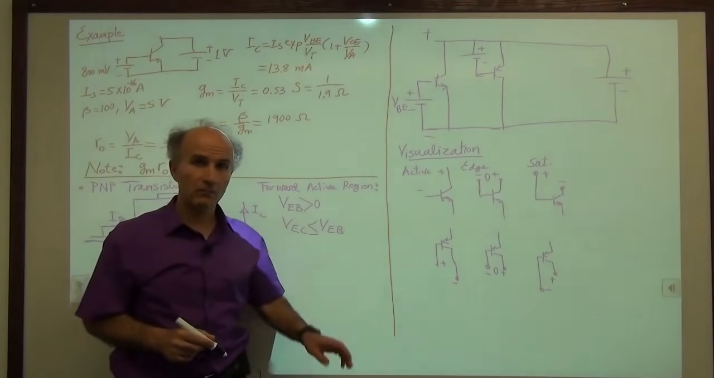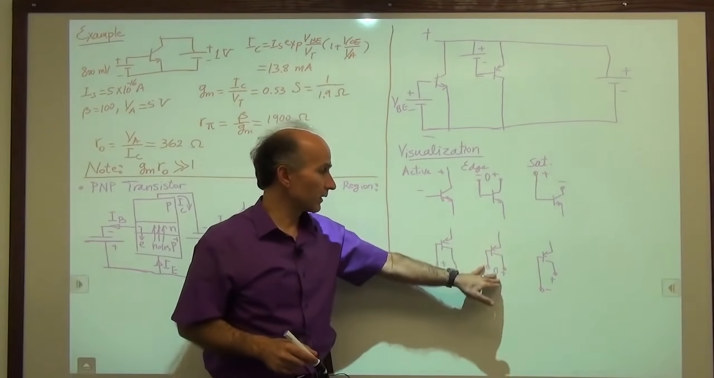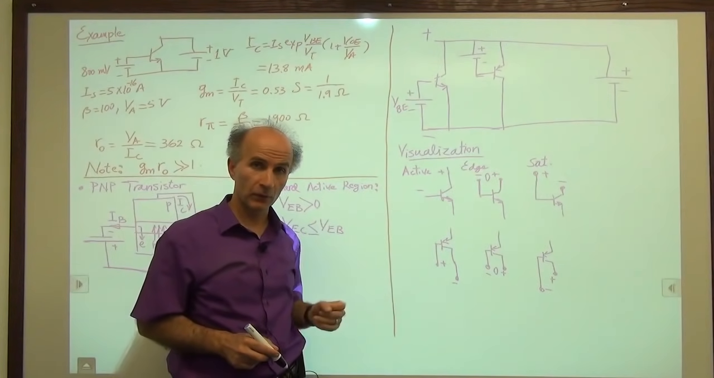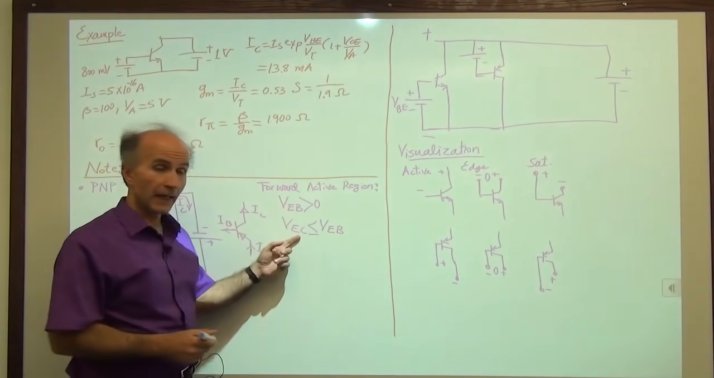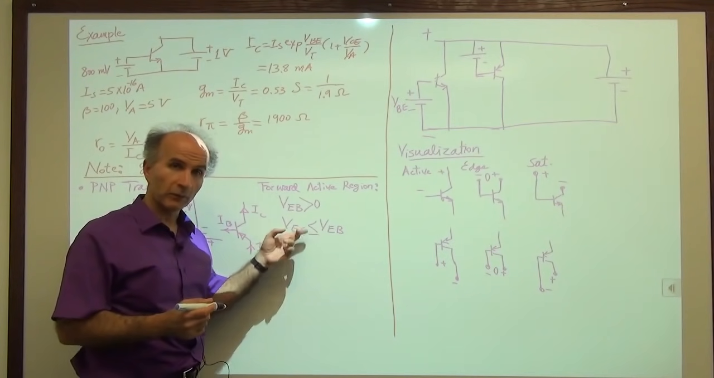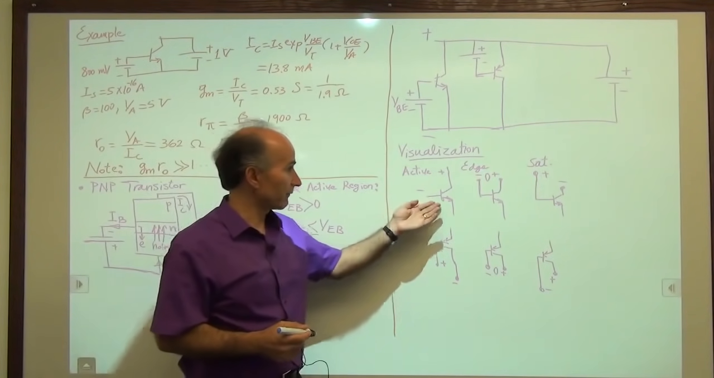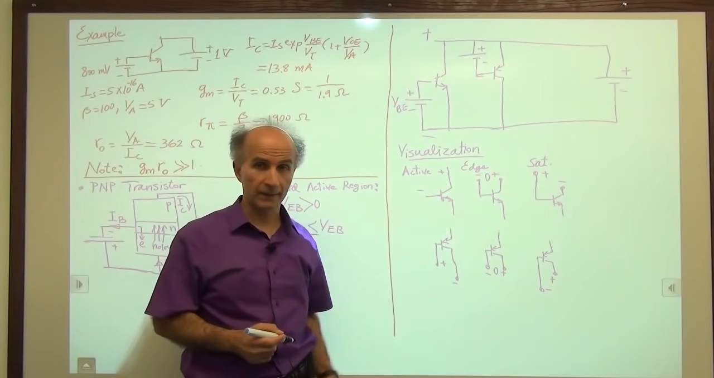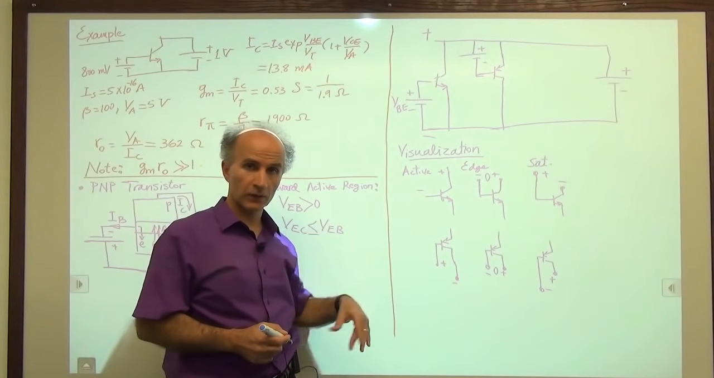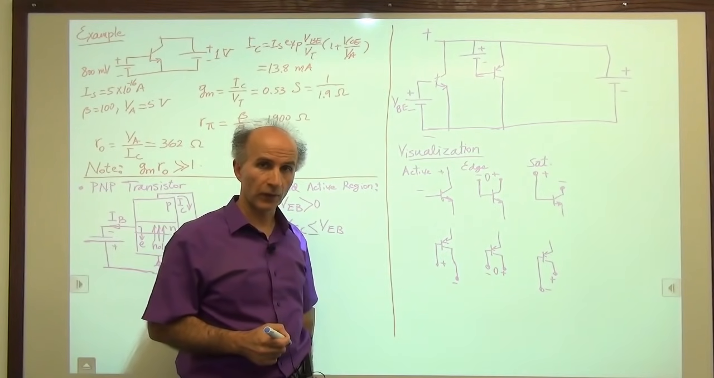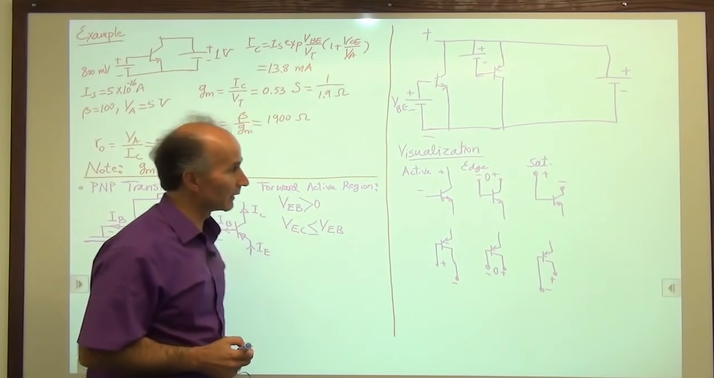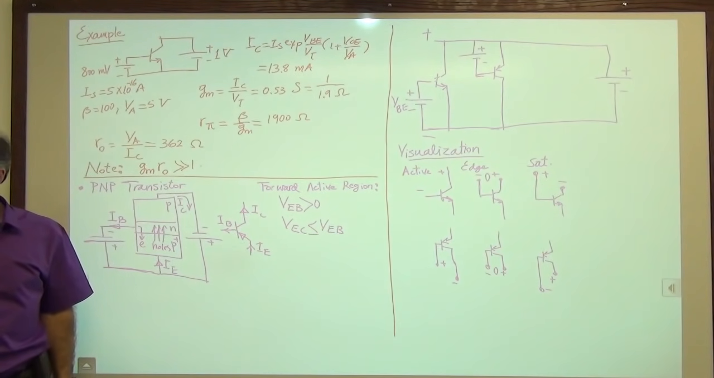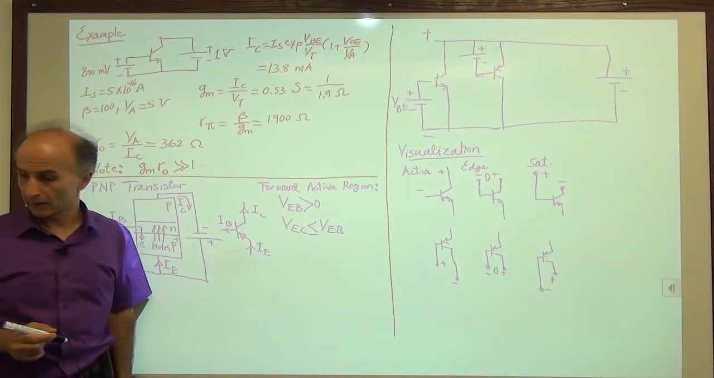So it's very important that you master these visualizations of the two transistors. This is the best way to avoid confusion. Of course, you can always write these equations and see if they are valid or not. But before you write these equations, it's good to just have this feel about what the transistors are doing in each of these cases. And then, of course, you can write equations to confirm what you thought, what you guessed. All right, that is the PNP device.